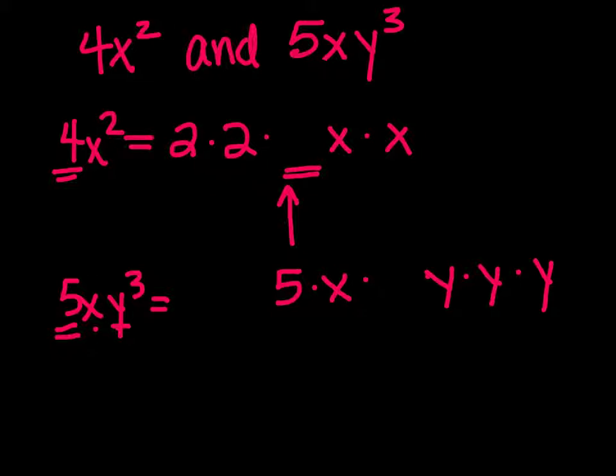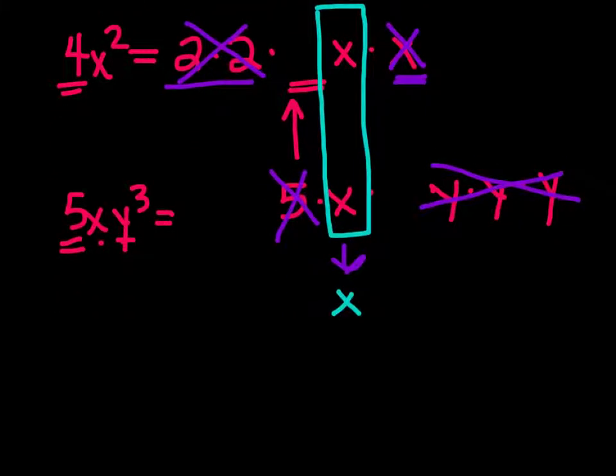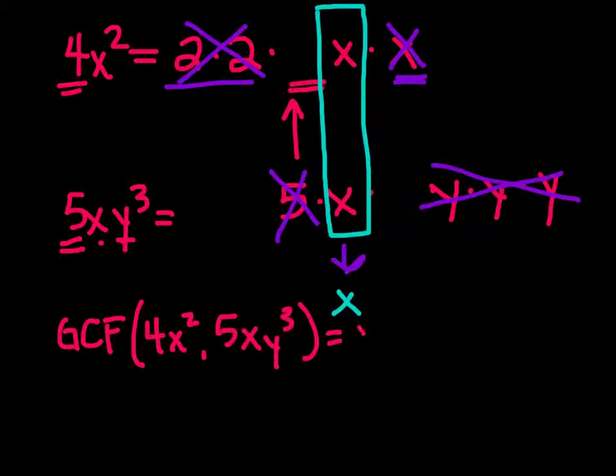Now let's align things. What do we have in common? I simply see a single x in common. The 2s don't work. The 5 doesn't work. They're not in both the top and the bottom. We don't have 2 x's in the top and the bottom, and we don't have 3 y's in the top and the bottom. They're just in the bottom. So the only thing that can be brought down for this one is simply x. So our final answer for this, we can say the GCF of 4x squared and 5xy to the third equals x.